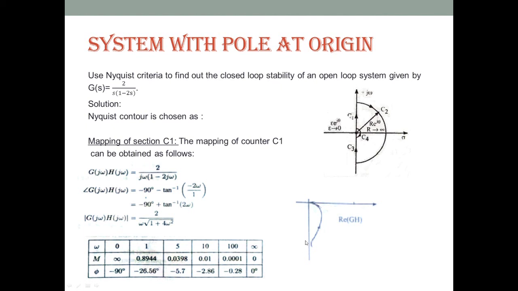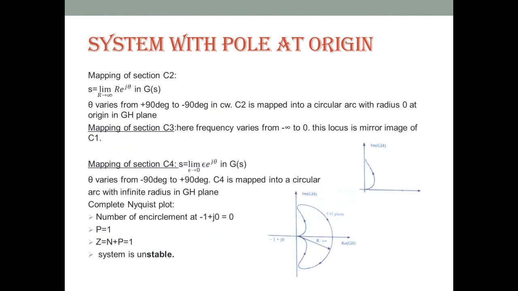That means it will not go from this side to the minus 270 degree line, rather it will go from this side to the 0 degree line. So this is the difference. And next is the mapping of section 2. In the same way, for section 2 we put s equal to limit r tends to infinity, because section 2 is the infinite-radius semicircular arc, r e to the power j theta, whereas theta is varying from plus 90 to minus 90 in the clockwise direction, and C2 is mapped into a circular arc with radius 0 at the origin of the GH plane.